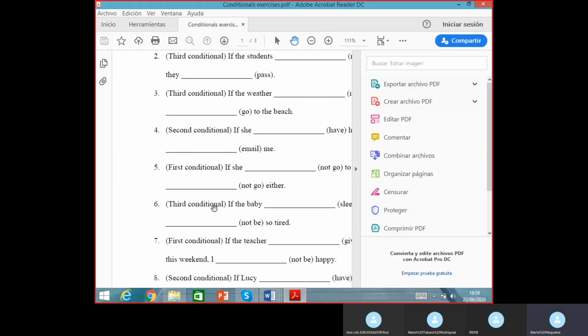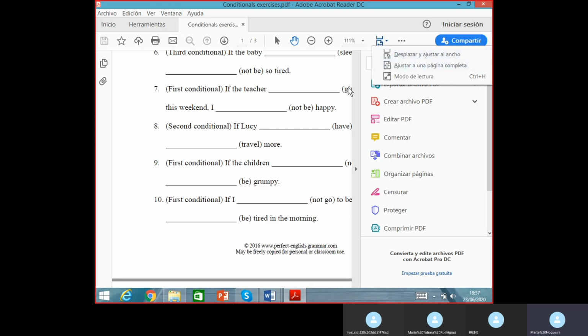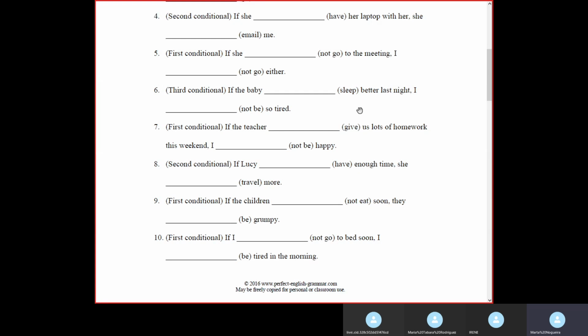Seven, if the teacher gives us lots of homework this weekend, I won't be happy. Eight, if Lucy had enough time, she would travel more. This seems easy, girls, okay? But when you speak, you need to speak like that. I mean, conjugating correctly, okay?